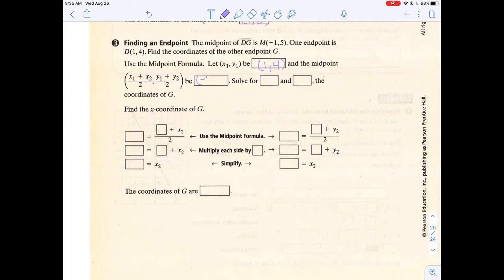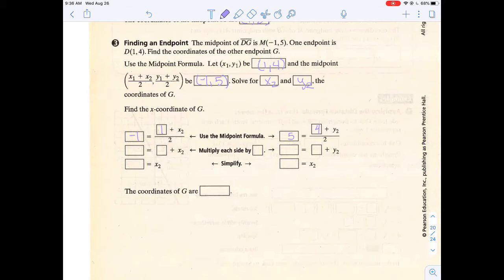And we know that the midpoint is negative 1, 5. So we are solving for x2 and y2. So we know that the midpoint, the x coordinate is negative 1. We know that x1 is 1. Then we know the y coordinate of the midpoint is 5. And we know that y1 is 4.